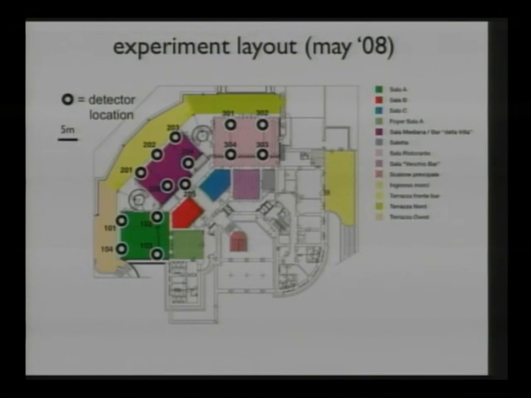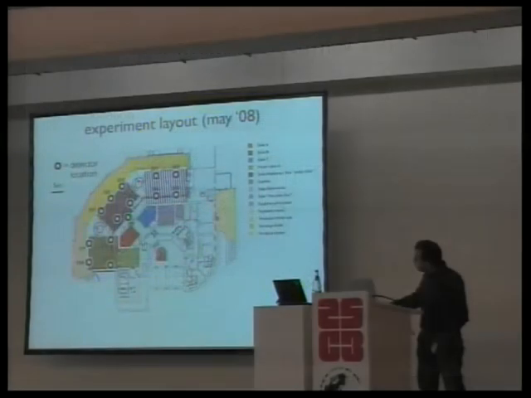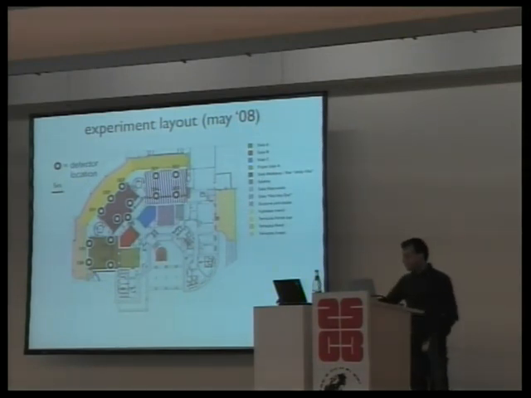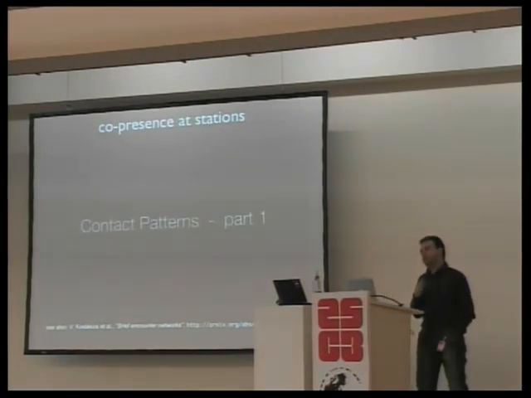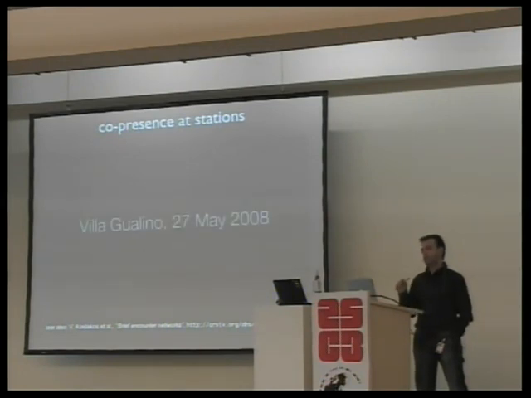I'll show you what we did here in May at a small conference. This was with about 70 people at our premises in Torino, so it was easy for us to wire up the environment. We had basically 3 rooms: a cafeteria, a bar, and the conference room. The dots mark the readers. And in this case, we used the system basically to assess co-presence in the vicinity of a station.